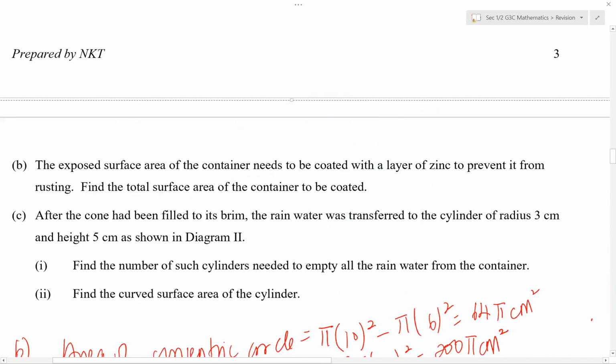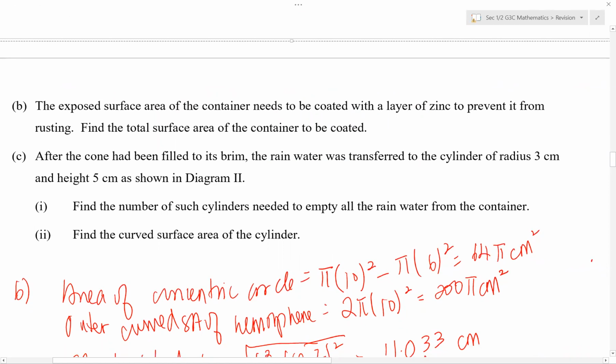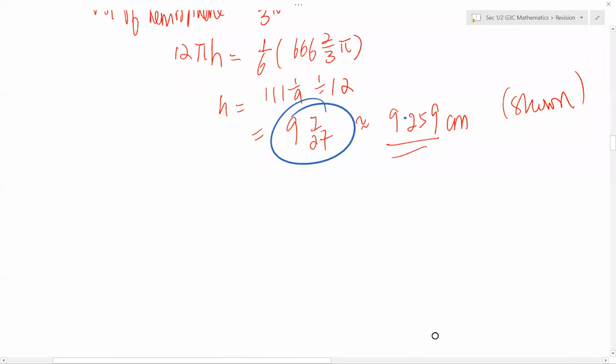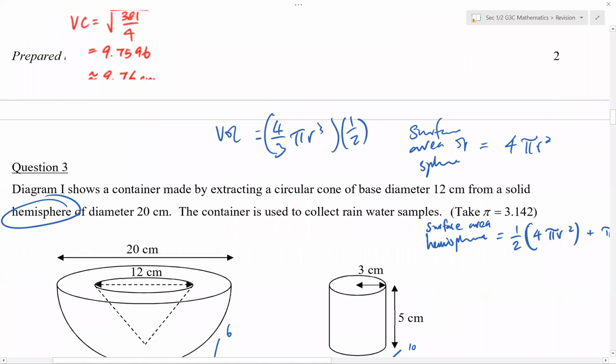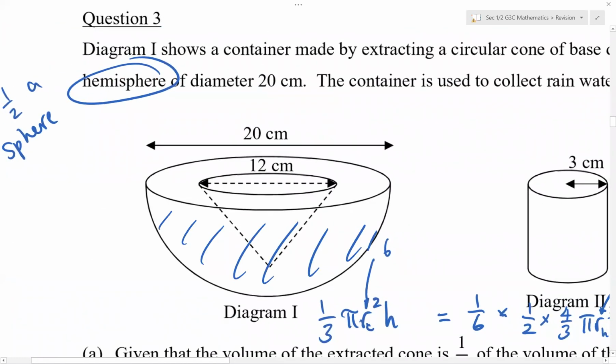Now they tell us that the exposed surface area needs to be coated with a layer of zinc to prevent it from rusting. So find the total surface area. As mentioned, the area of the curved surface for the hemisphere is half times 4 pi r square. But there are two other surfaces. First, we've got a ring over here. This ring.